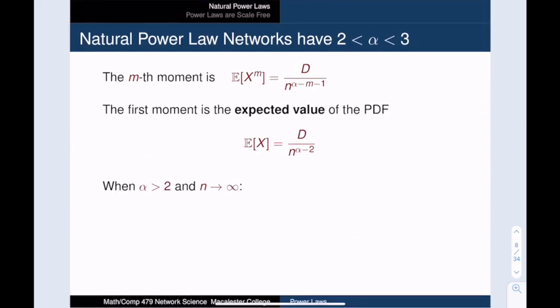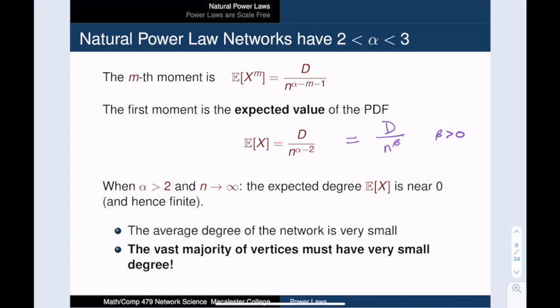So let's calculate the first and second moments of our distribution. The first moment is just the expected value, or average value, of the distribution. We see that the expected value is d over n to the alpha minus 2. Now let's run a thought experiment for a power law network whose exponent is greater than 2. According to this formula, what happens to the average degree as we increase the size of the network? Well, since alpha is greater than 2, the expected value is d over n to some positive power. So the average degree tends towards 0 as the network size increases.